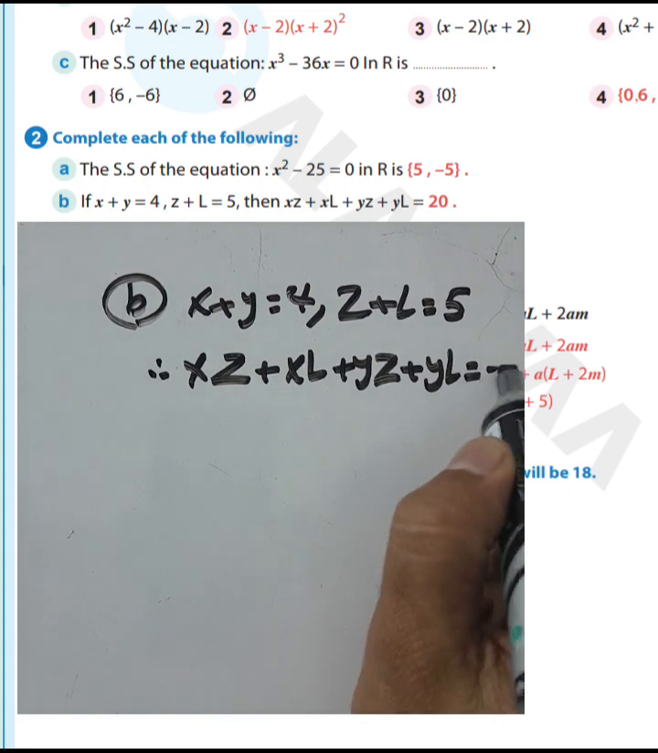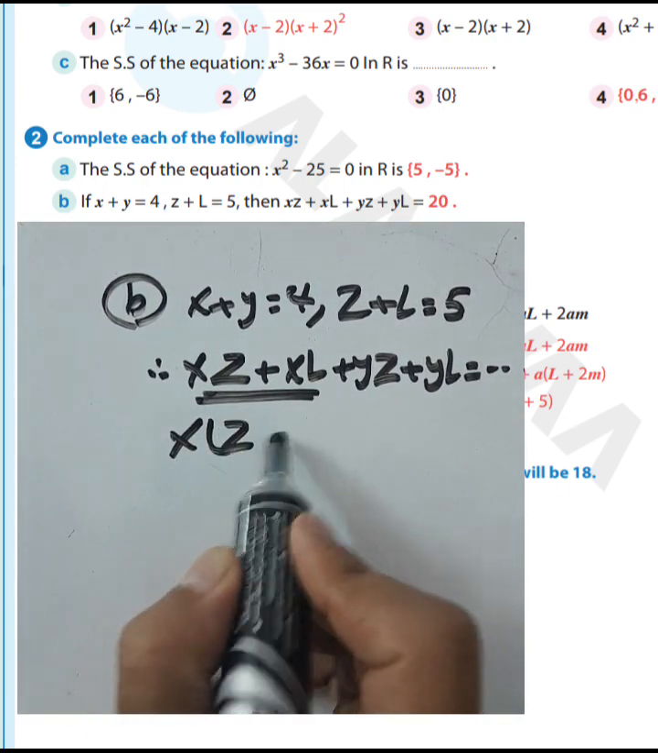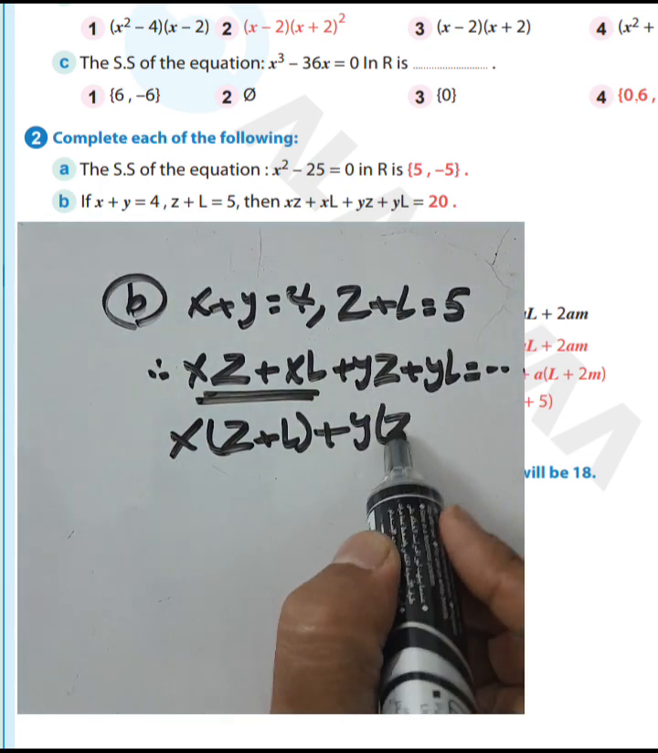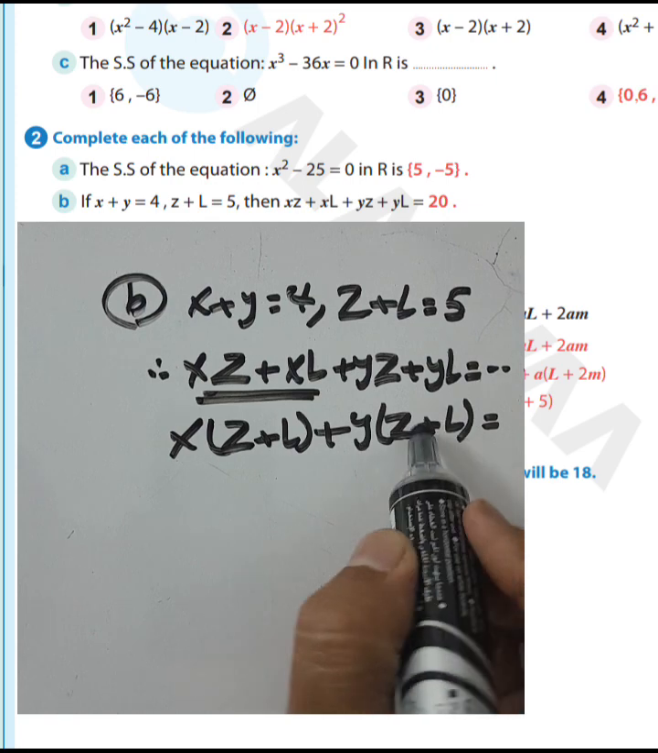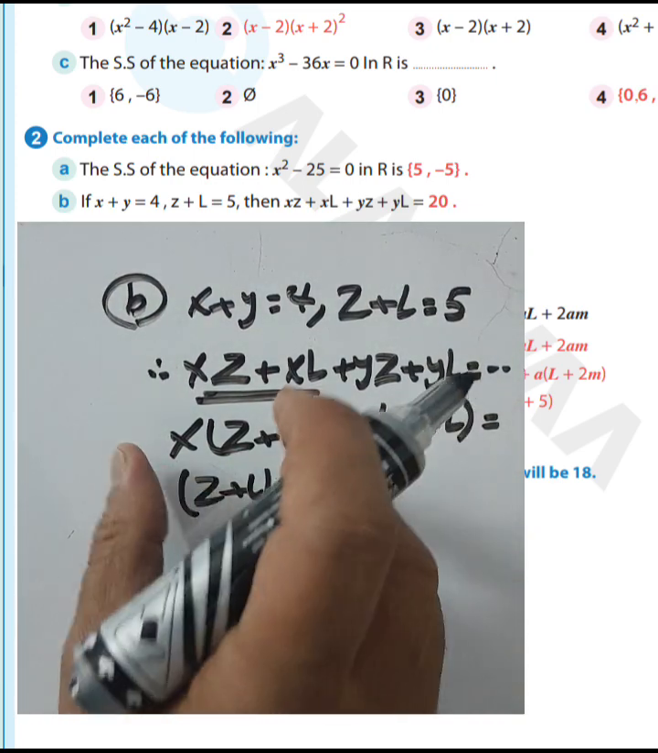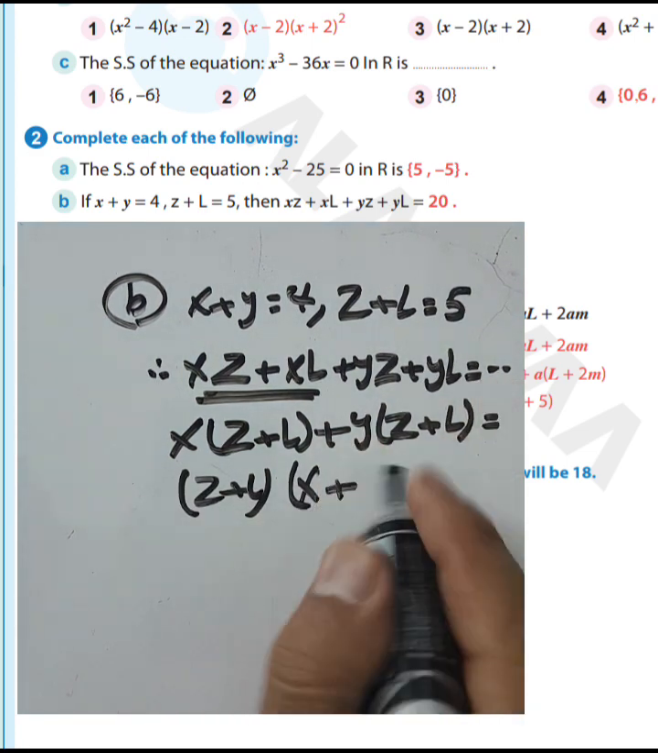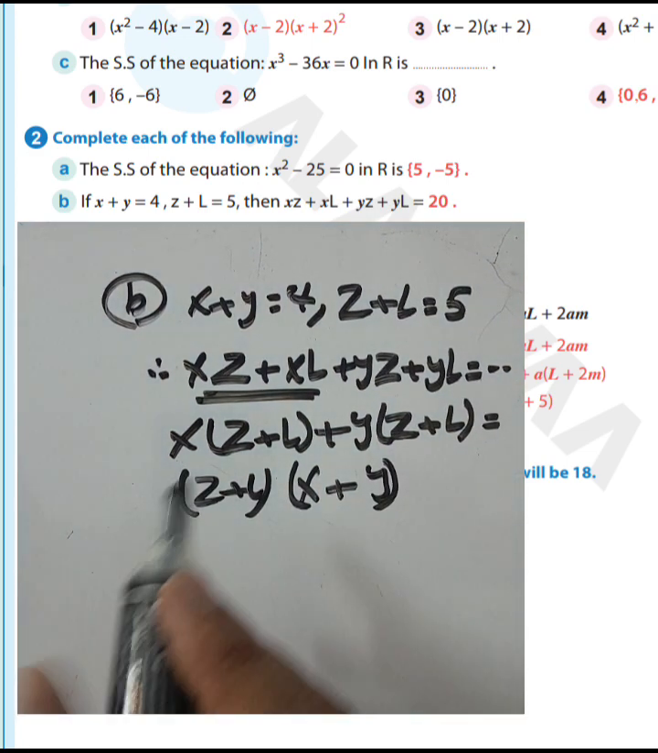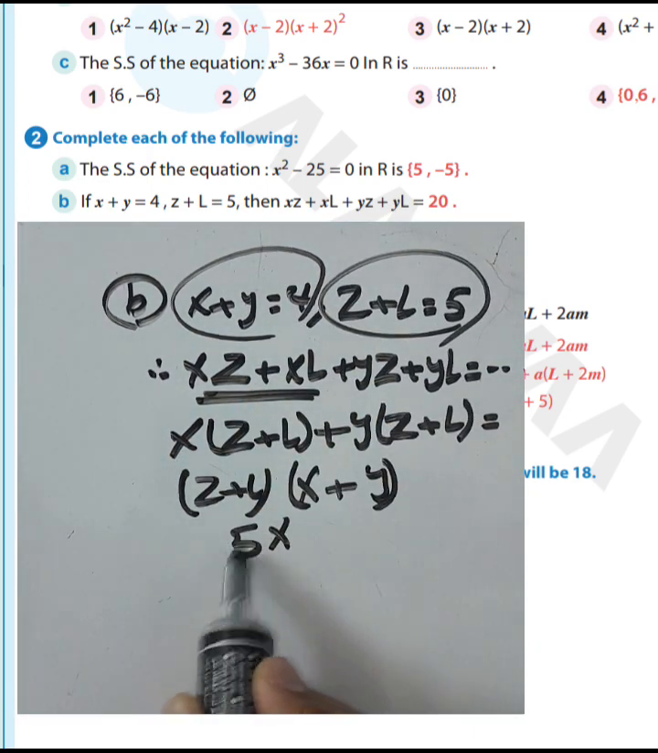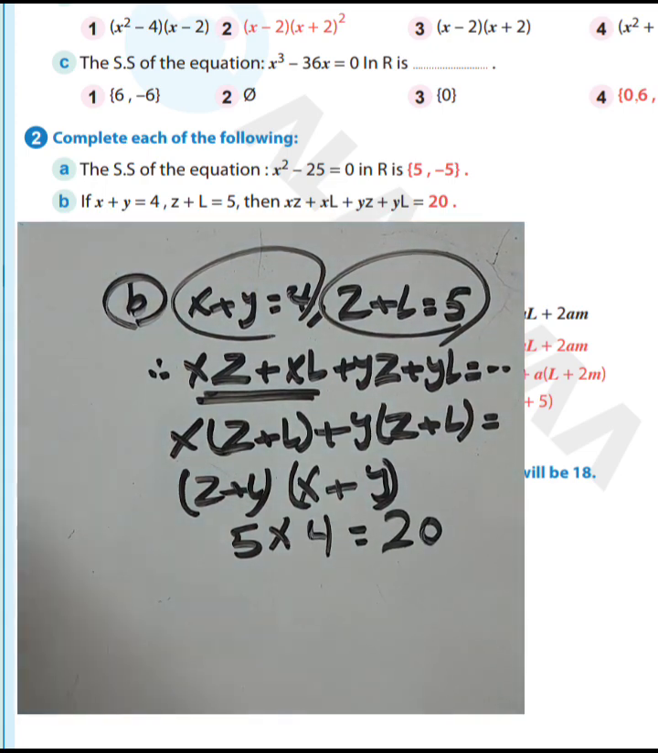Okay, here we can write the highest common factor between two terms: x, and the remainder z plus l, and here write y and the remainder z plus l. Then write z plus l as a common factor between two expressions. The remainder here will be x and the remainder here will be y. Then the product between the result here, 5, and x plus y, which was 4: 5 times 4 will be 20.